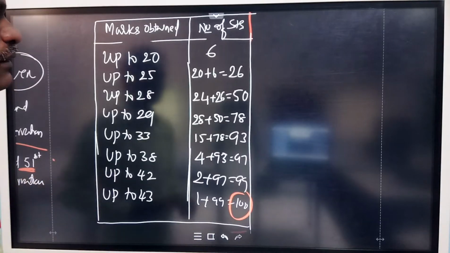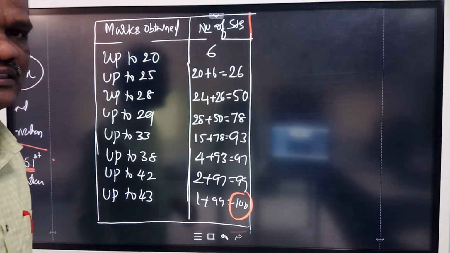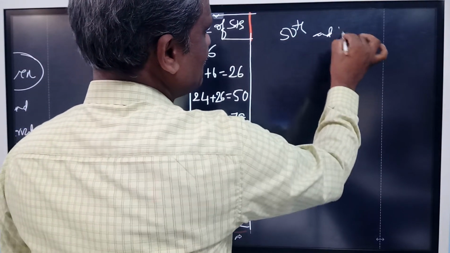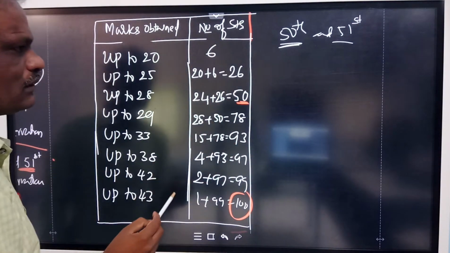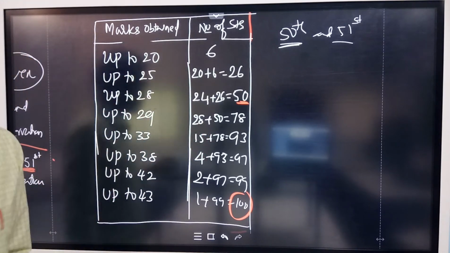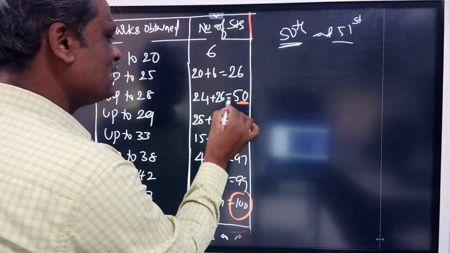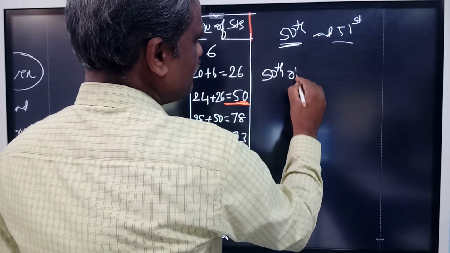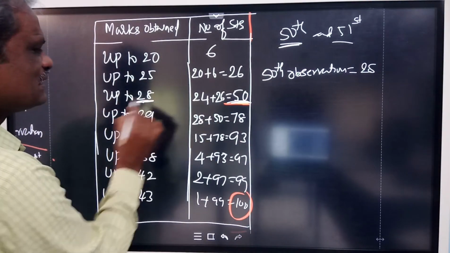Now in this data, what are you getting? 6, 26, 50, 78, 93, 97. All these things you are getting here. Now I want the 50th and 51st observation. How to find the 50th? See, this is up to 50 only. So the 50th observation is this one, 28. The 50th observation is equal to 28.